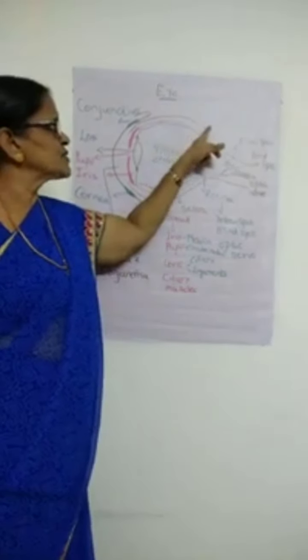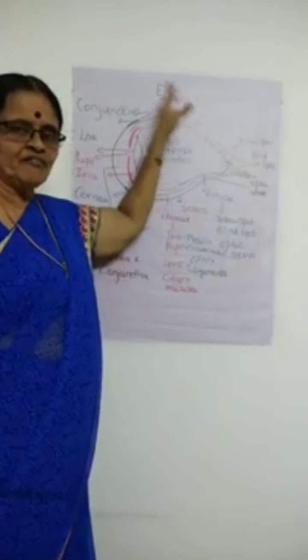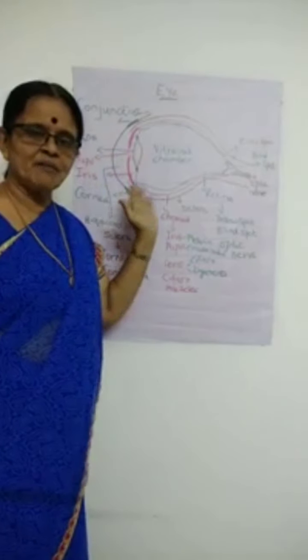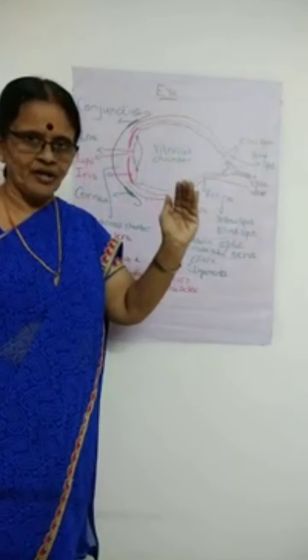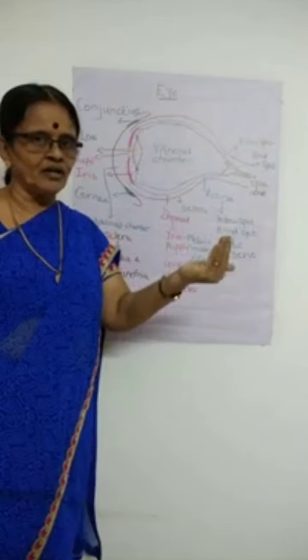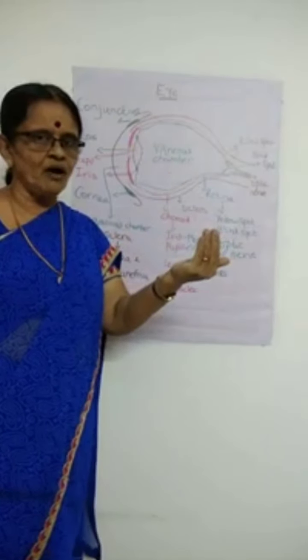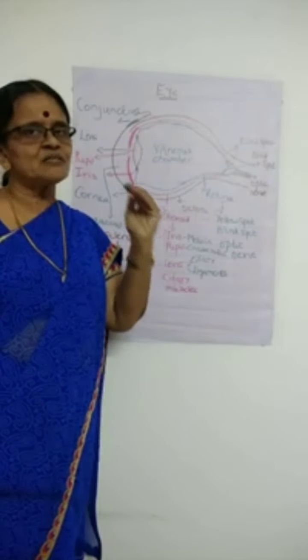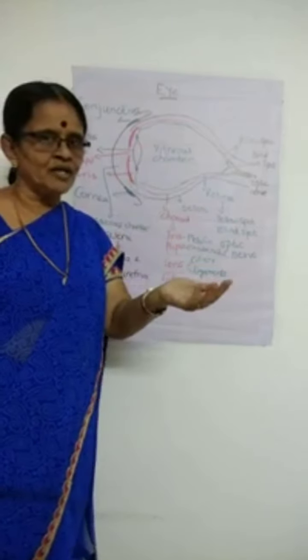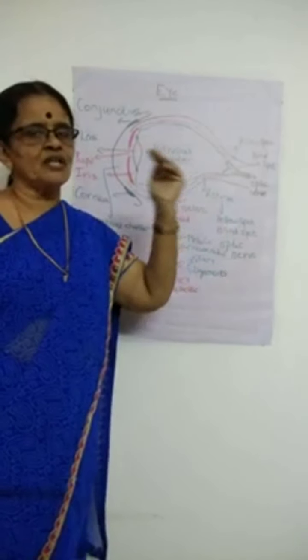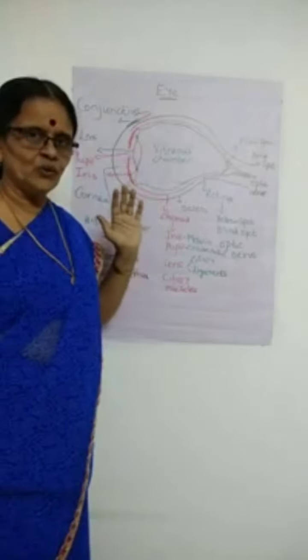The outermost is called the sclera. The front, the continuation of it, is a bulge portion called the cornea, and outside the cornea we have the conjunctiva, which keeps our eyes moist. It does not cover the cornea because light has to penetrate through it.